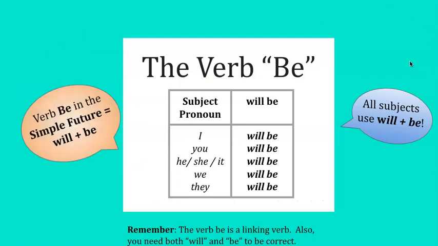The verb be can also be used in the simple future tense to talk about future times. To do that, you use will plus be. And this is the same for all subjects. We use will be. You need both will and be, two parts, for this to be considered correct.